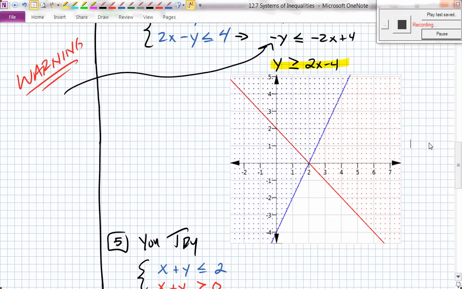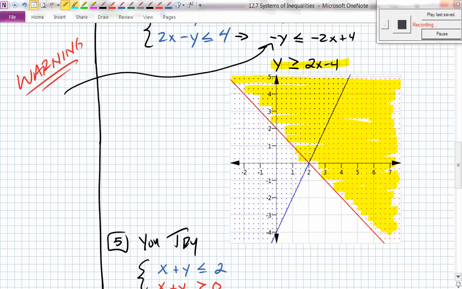All right, so let's talk about the red graph here. The red graph was everything above this line here, right? So we wanted everything up here. Any point in this yellow shaded region will satisfy the first inequality. Any point that you pick will satisfy the first inequality.